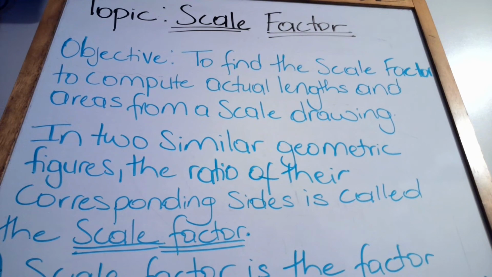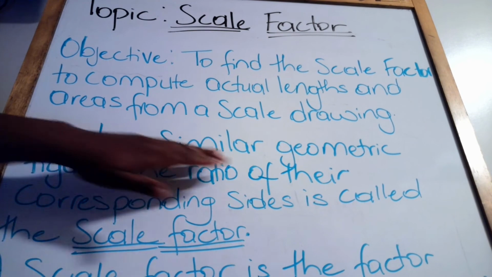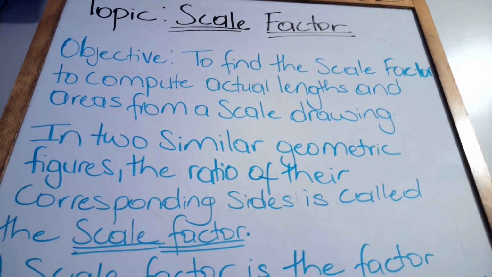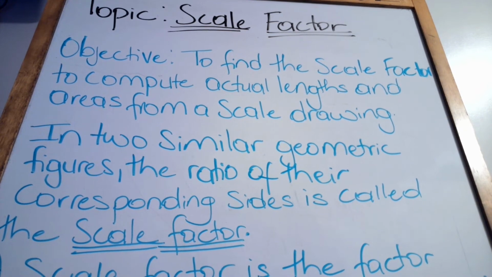Before we start doing some calculation, I want to define some terms and so on. First one I want to look at is scale factor. It says in two similar geometric figures, the ratio of their corresponding sides are called the scale factor. Corresponding sides are called the scale factor, alright?